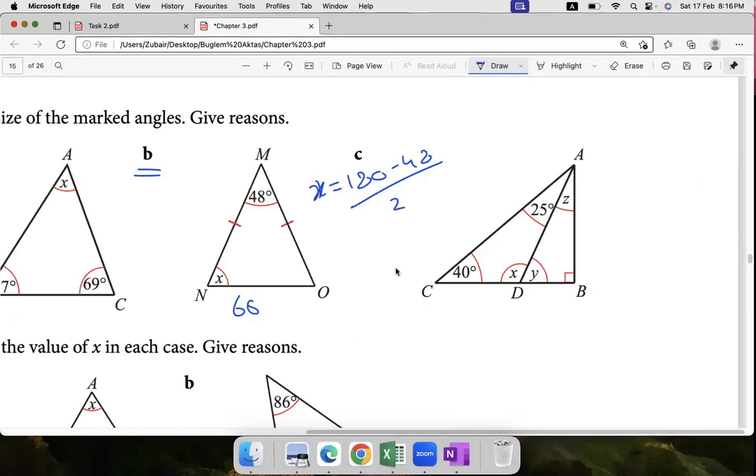Okay, C part. X is equal to 15. X cannot be 15, that's obvious. 115, so it would be, okay.